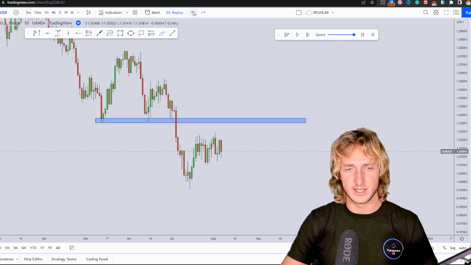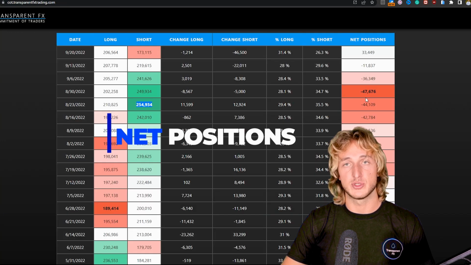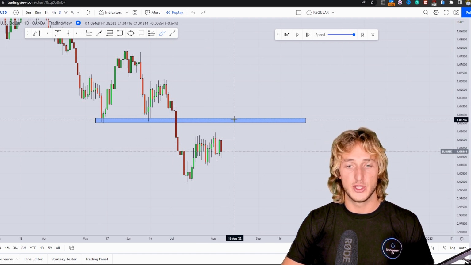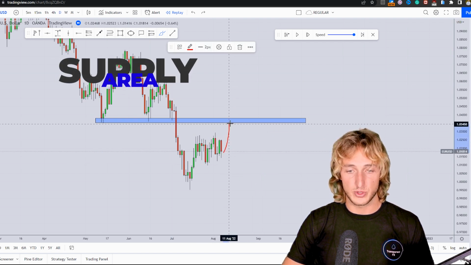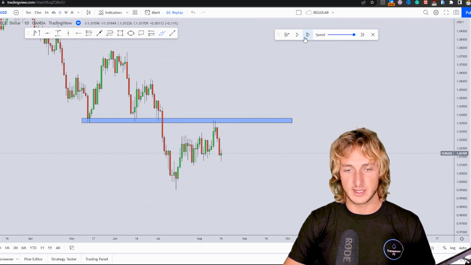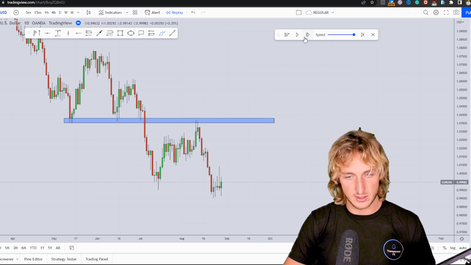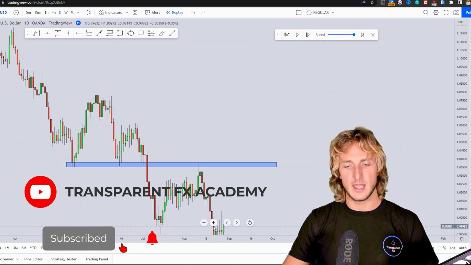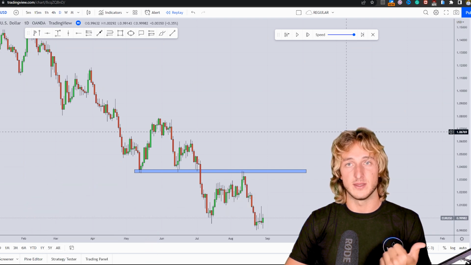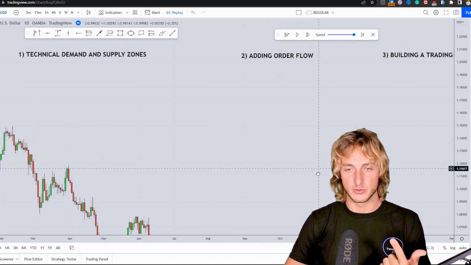And in fact, we can see that in this case, we did have net positions which were getting decreased, meaning that institutions were adding shorts. Here we had the supply zone, so we pretty much expected a test of the zone and rejection to the downside, which is in fact exactly what the market did here. Now, at this point, we have quite clear how to identify the areas of supply and demand, and how to add order flow to that analysis.